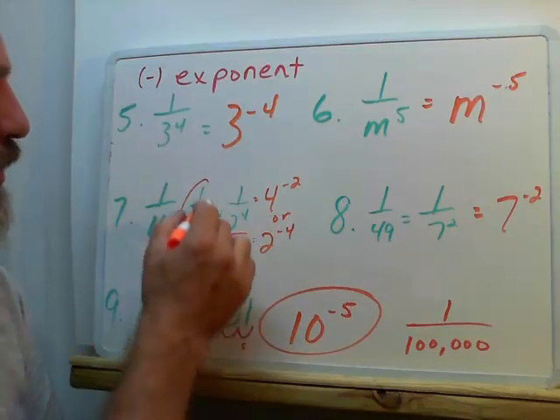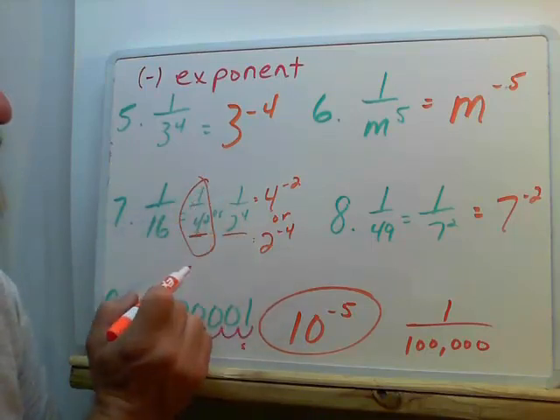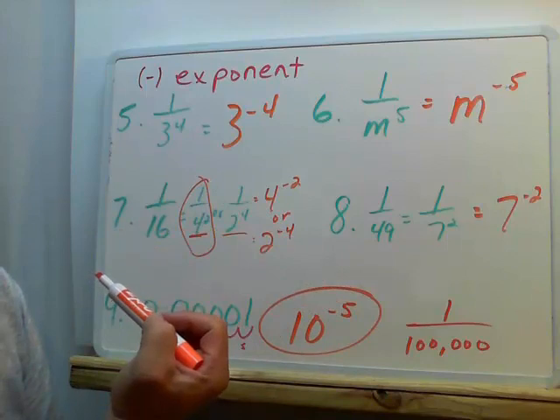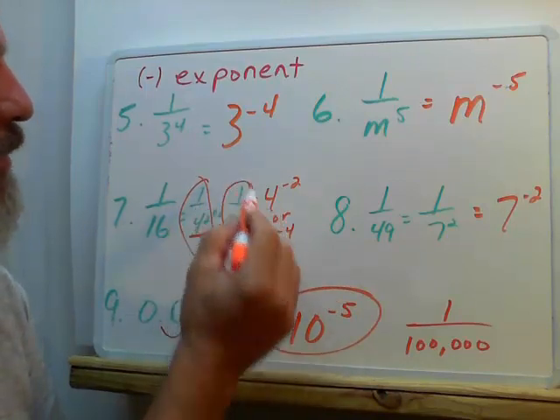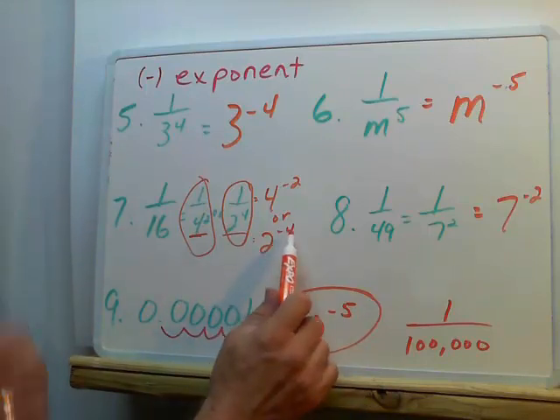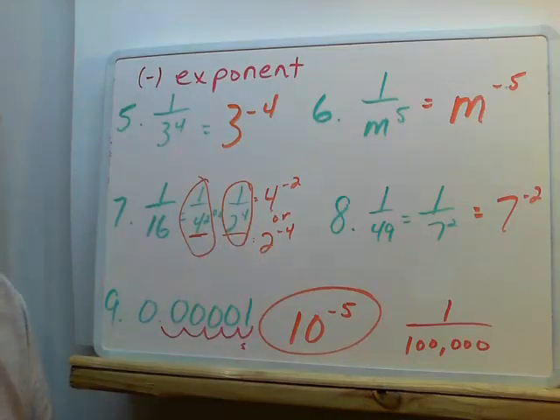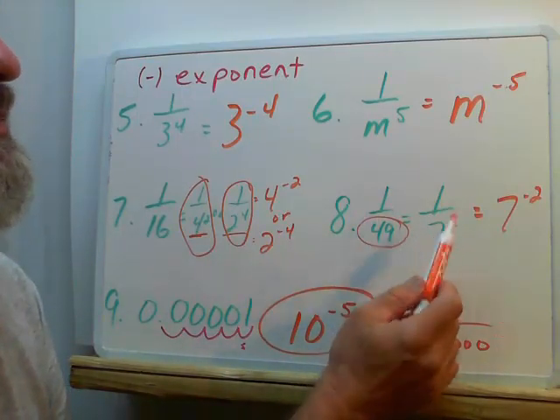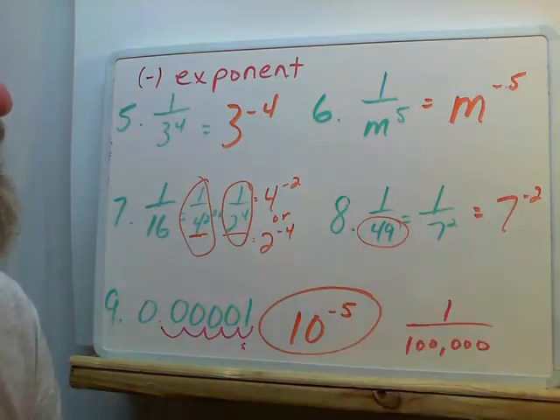If we looked at it this way, then we move this to the numerator and it becomes 4 to the negative 2. That's one way to rewrite 1/16. Another way to rewrite 1/16 is to look at it this way, and then it becomes 2 to the negative 4 because we move this into the numerator. Problem number 8, we need to recognize that this is 7 squared, so we have 1 over 7 squared. We can write that as 7 to the negative 2 power.